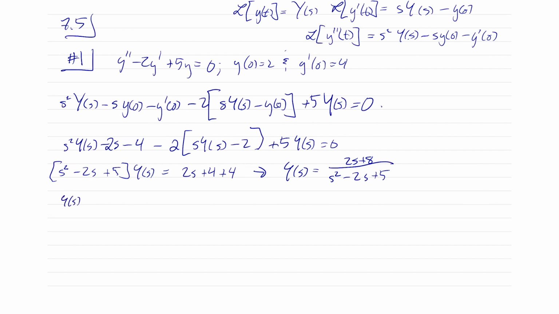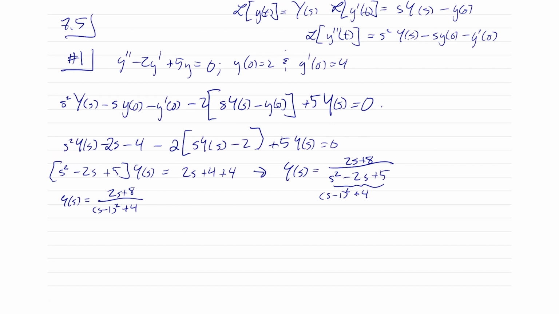So we have our Y of s is equal to 2s plus 8 divided by s squared minus 2s plus 5. We're going to take this and put it in its irreducible form. So we complete the square, and that gives us s minus 1 squared plus 4. Again, complete the square, and that'll give it to you.